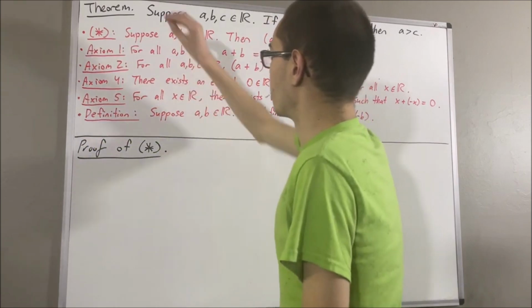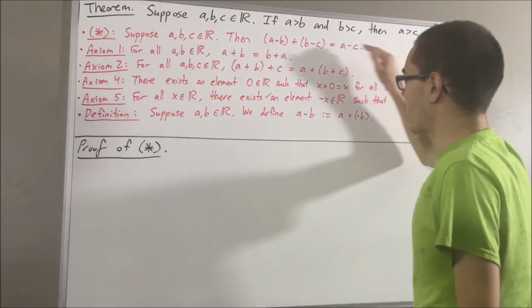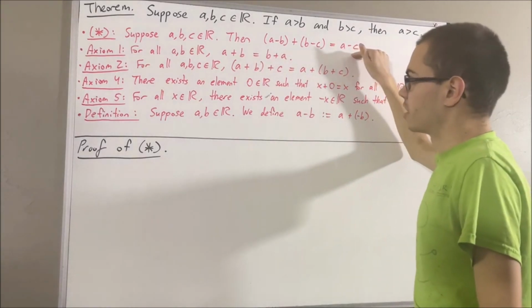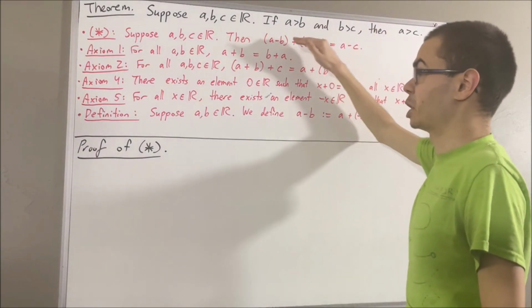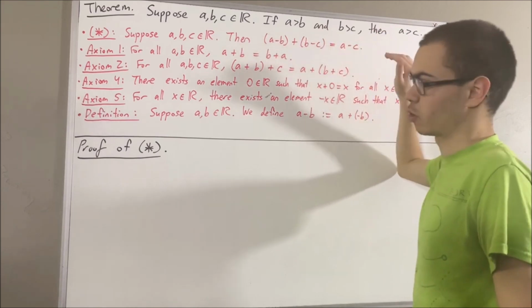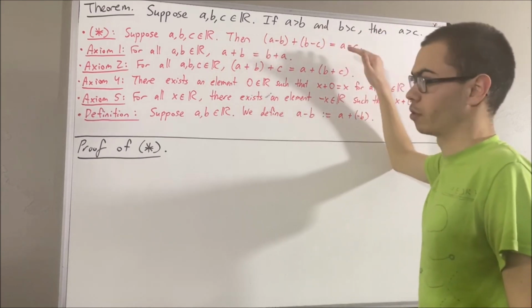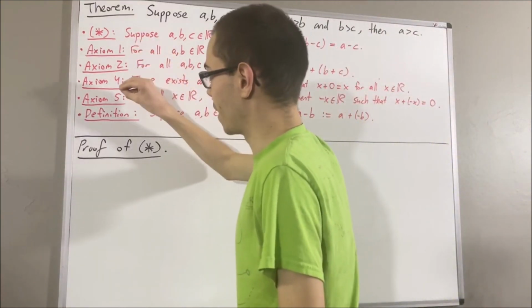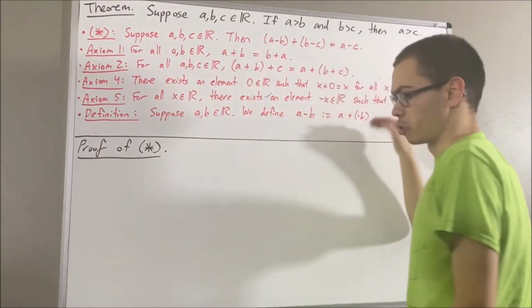Now, to prove this preliminary result, we're trying to prove that these two guys are equal. And to prove that, we are going to establish a chain of equalities showing that these guys are equal. And through that chain of equalities, we are going to be applying axioms 1, 2, 4, and 5, and the definition of subtraction.